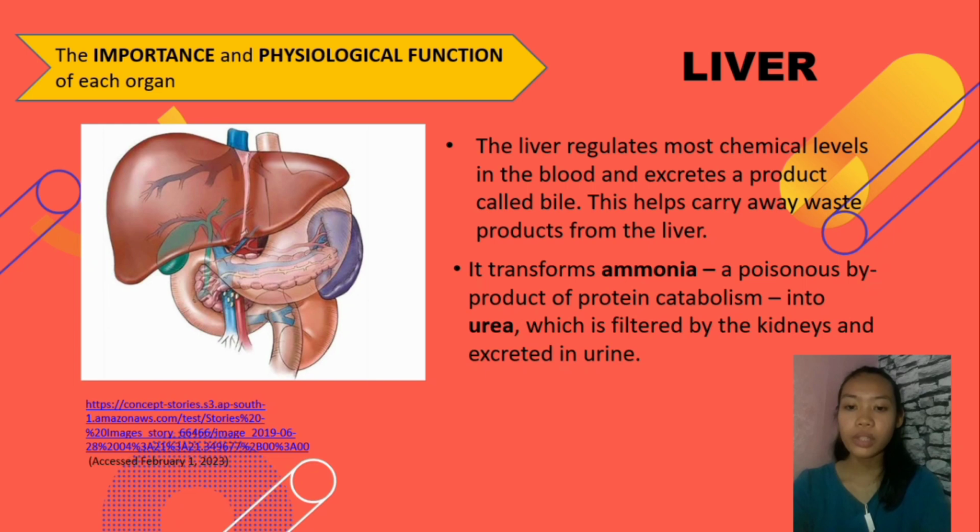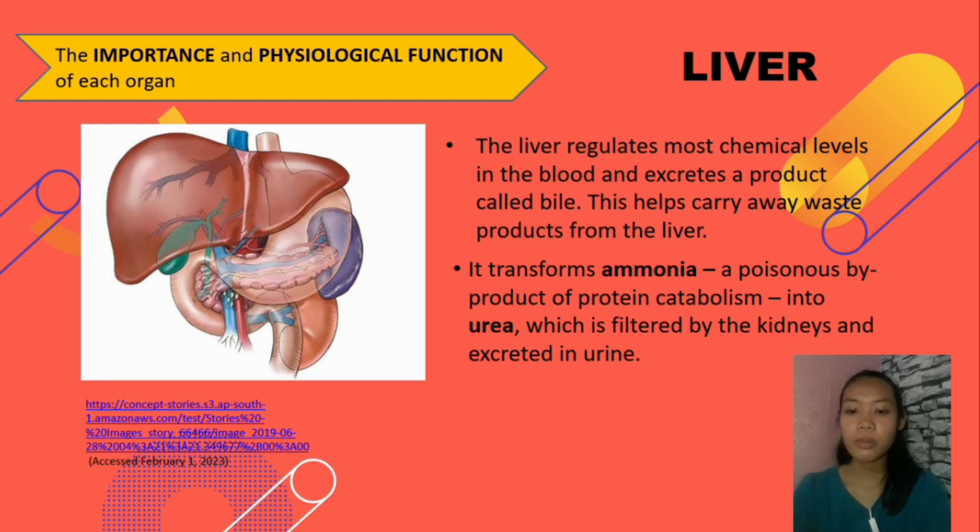Liver is a very important organ in excretion. It has numerous major functions including secreting bile for digestion of lipids, synthesizing many proteins and other compounds, storing glycogen and other substances, and secreting endocrine hormones. Liver regulates most chemical levels in the blood and excretes a product called bile. This helps carry away waste products from the liver.